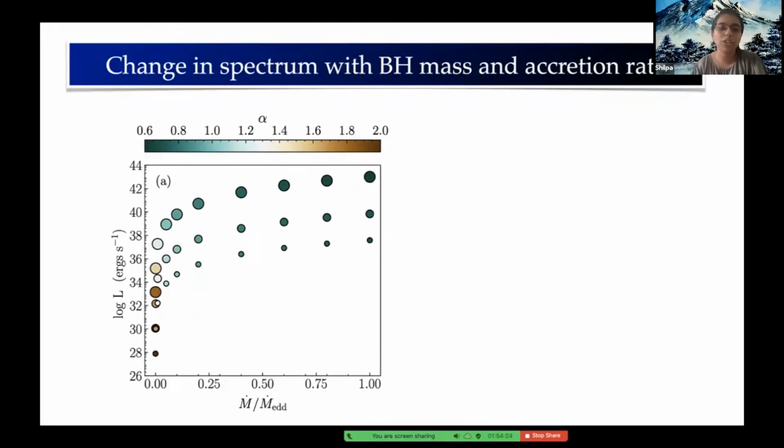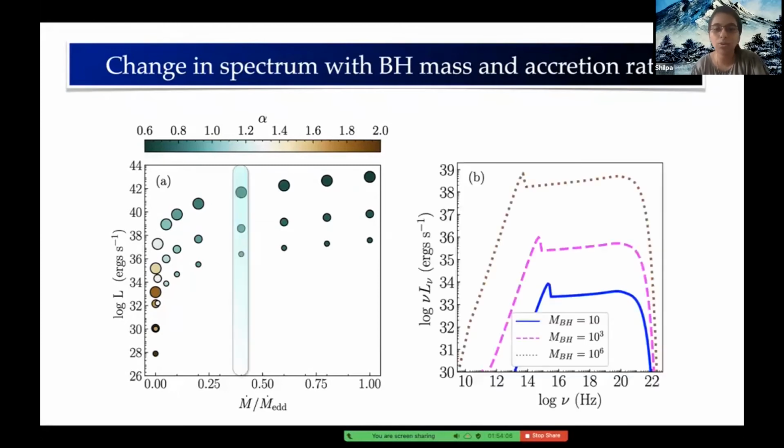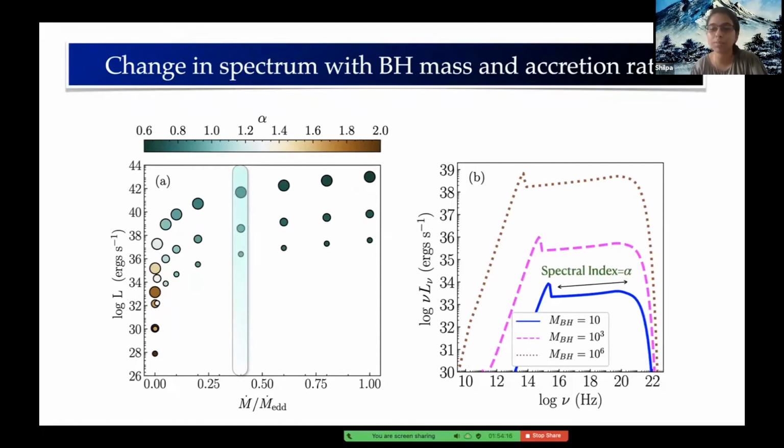So for a given accretion rate, when we change the mass of the black hole, we see these corresponding spectra. The spectral index of all these solutions does not change much, and the overall spectral shape is the same, but the bandwidth increases. So there is a large amount of flux for a higher mass black hole in the radio regime, which allows us to probe black holes like M87, which has a higher mass, in the radio regime.